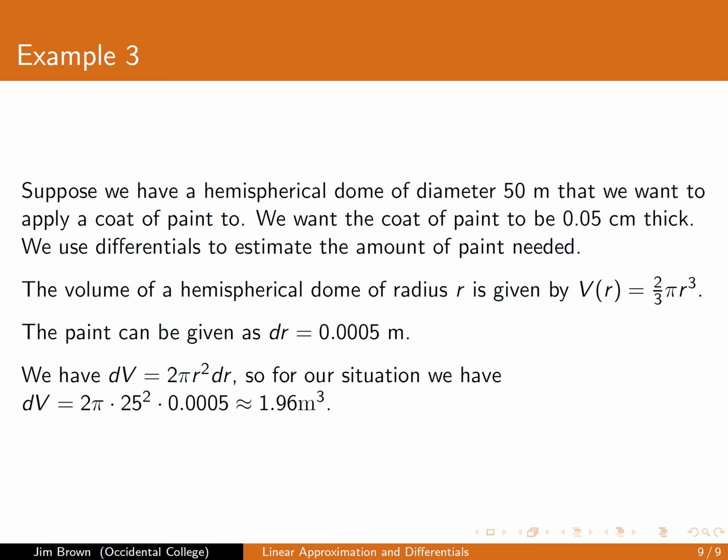So then my dV is the derivative of V of r, so 2 pi r squared dr. So our estimate here is that we should have 2 pi, and then the radius here is 25, since the diameter is 50. So we have 2 pi times 25 squared times the dr. So this is about 1.96 meters cubed. And so that's how much we estimate the paint to be. So we'll see some other examples in class of how differentials can be used as well.